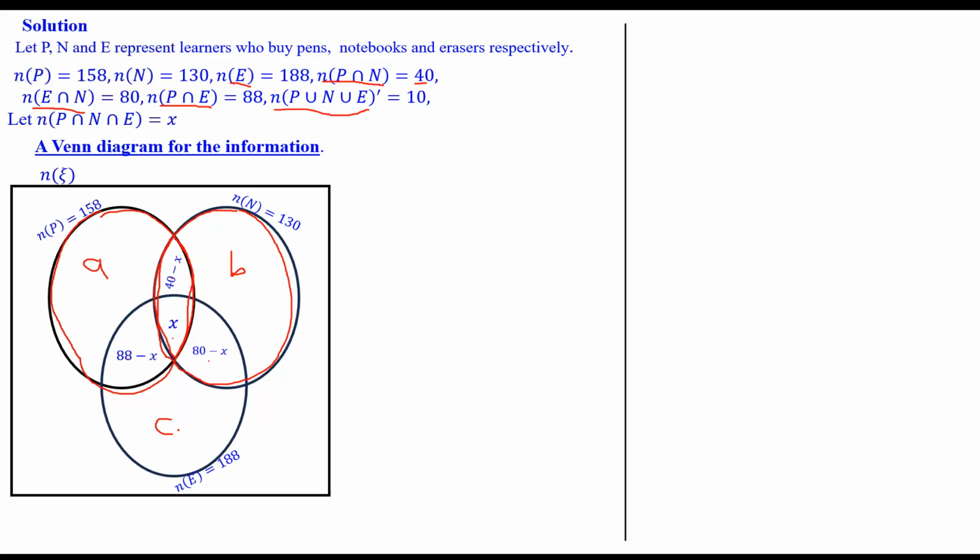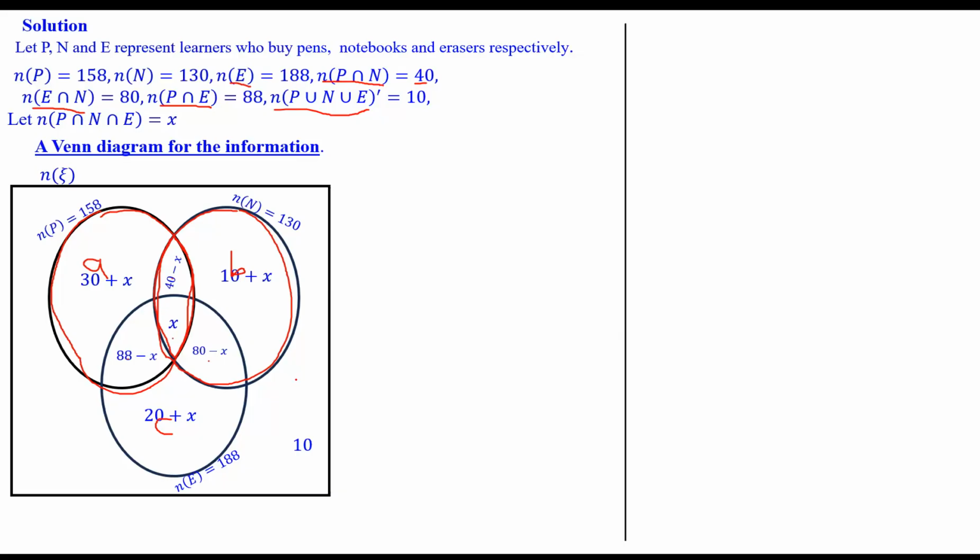So once you do that and you try to solve for A, B, and C, step by step, the expressions you have got, you will get an array. For A, you will get 30 plus x. For B, you get 10 plus x. And for C, you will get 20 plus x. Then they had also provided 10 for learners who do not buy any of the 3 items. So 10 will be outside here. It shouldn't belong to any of the 3 sets.